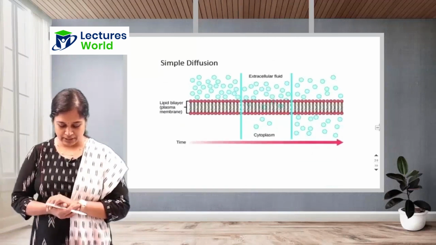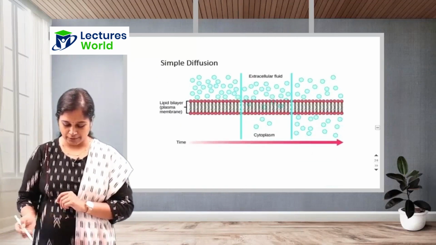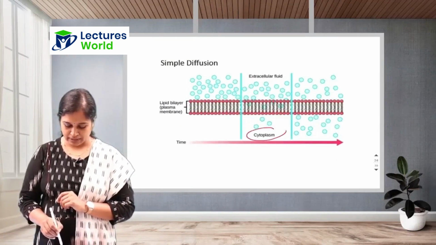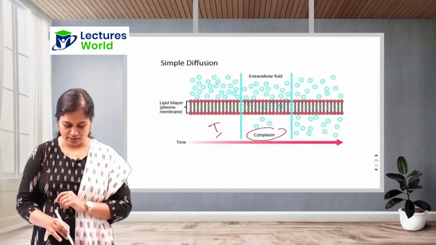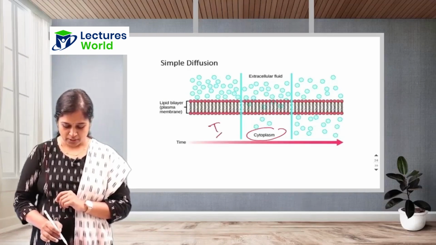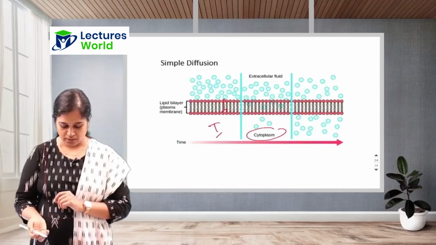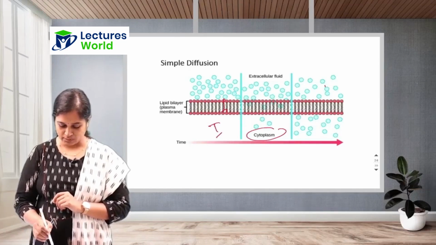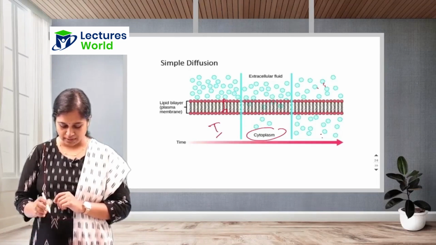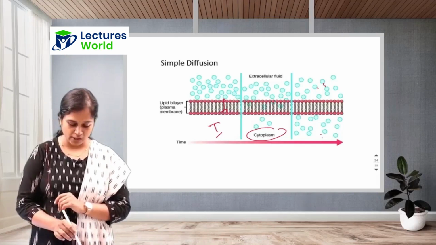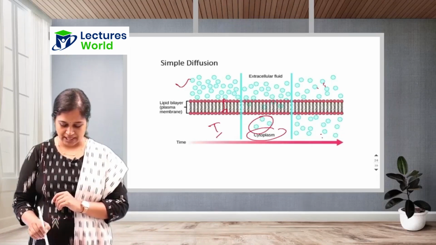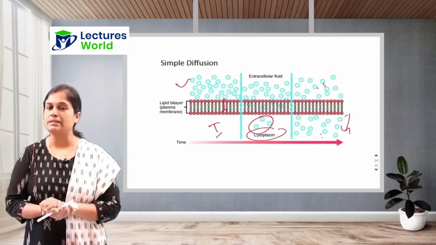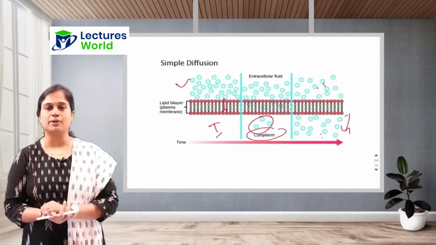So you can see in the image, this is the extracellular fluid and this is the cytoplasm, the inside of the cell. These molecules are transporting via this lipid bilayer. Primarily all the molecules were outside of the cell, then 3 molecules came, and gradually all molecules will enter inside the cell. So this is an example of simple diffusion.